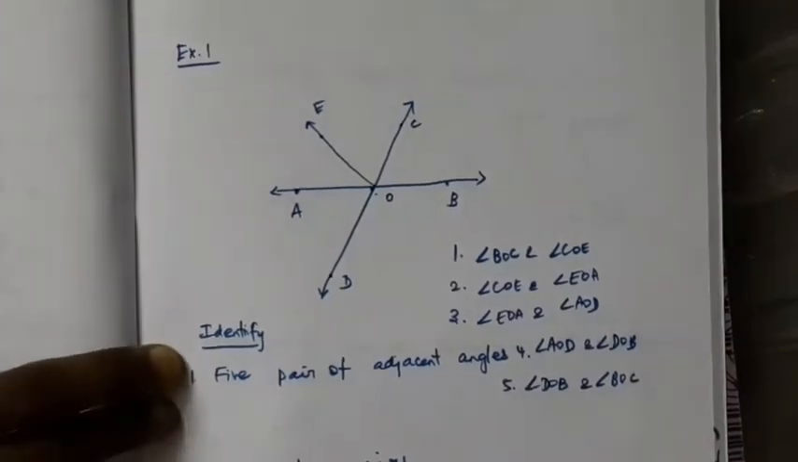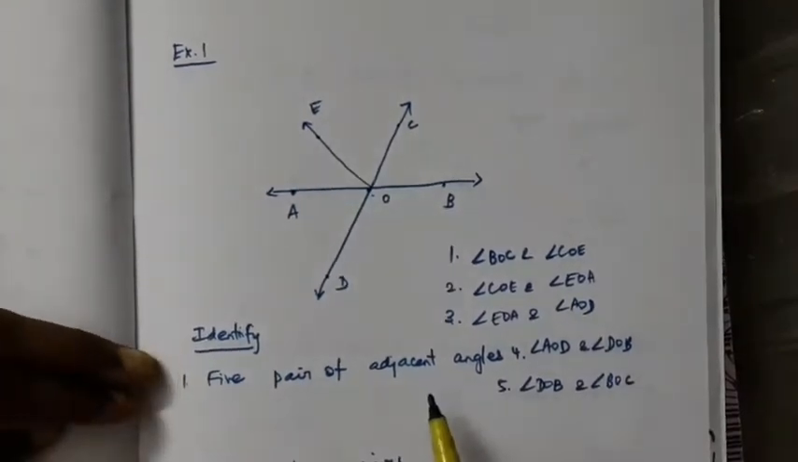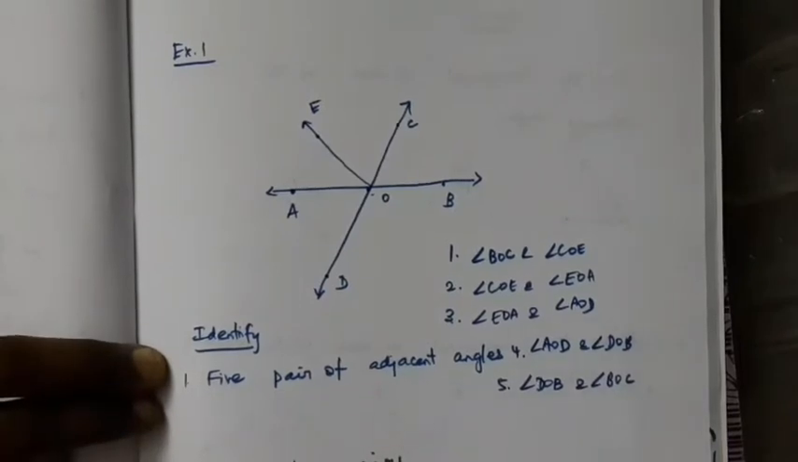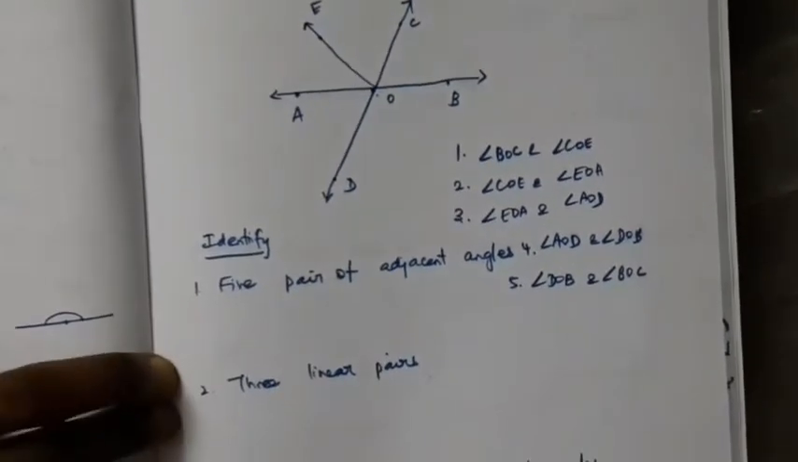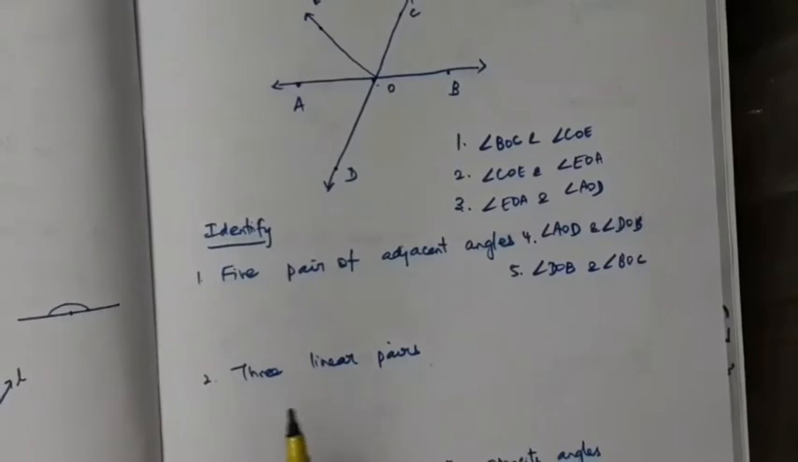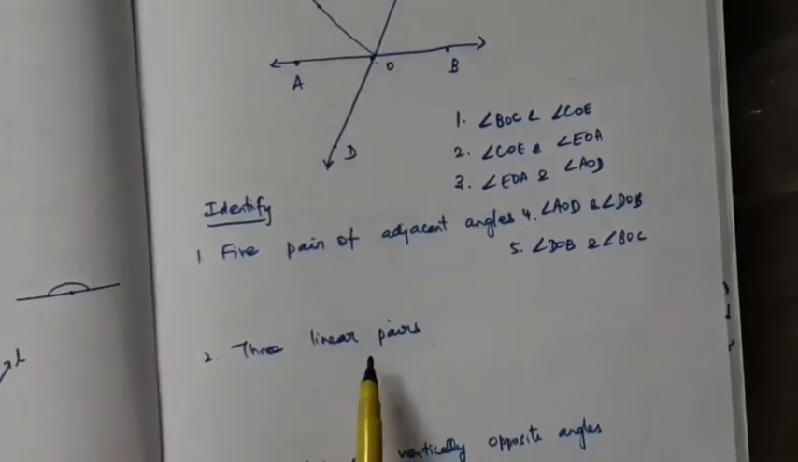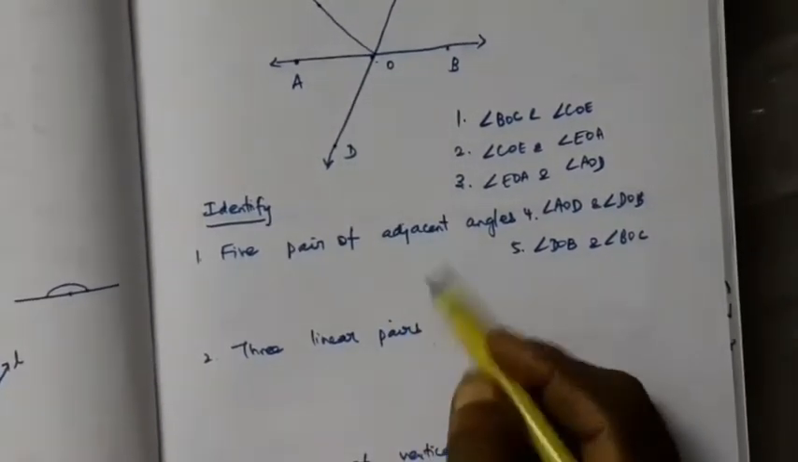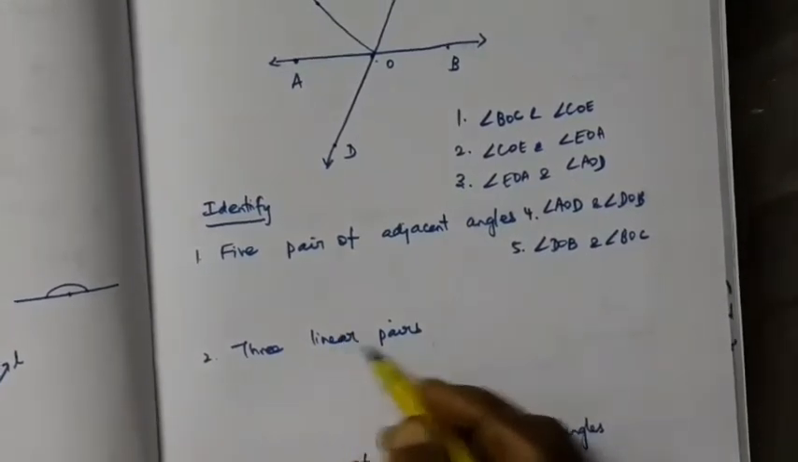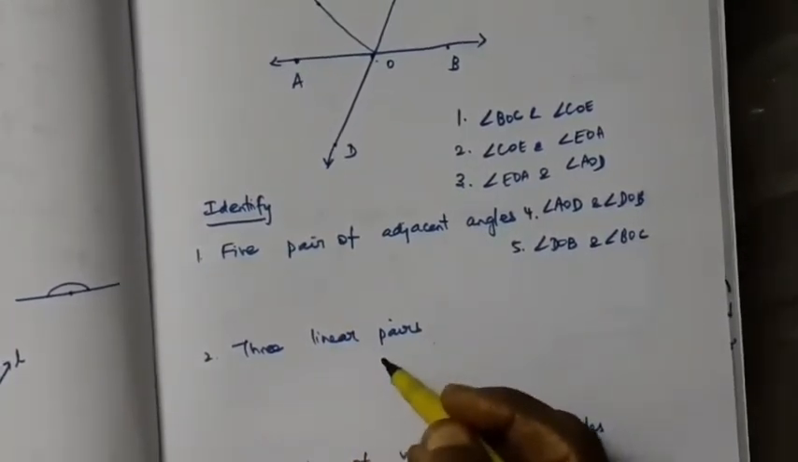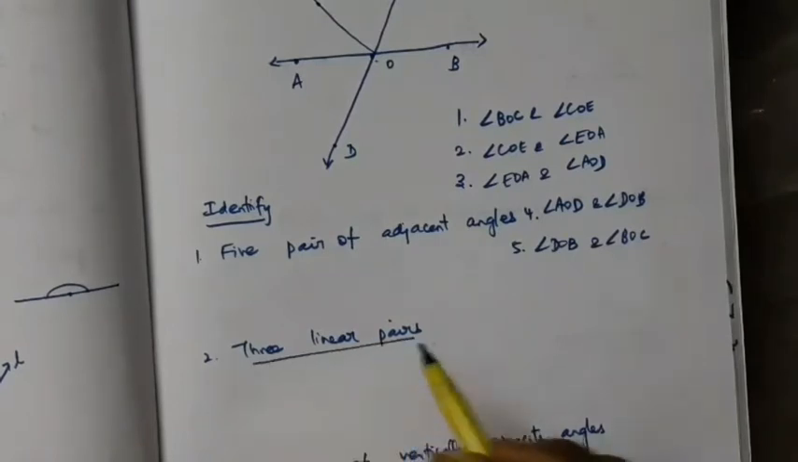If you find it difficult to identify adjacent angles, please watch the previous video. Next, you have to write 3 linear pairs. The difference between adjacent angles and a linear pair is that the non-common arms should form 180 degrees. So we will write 3 linear pairs.